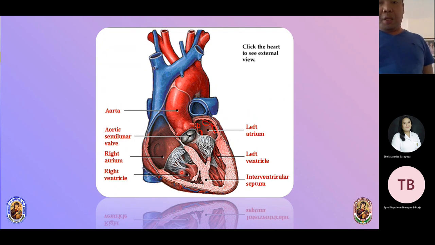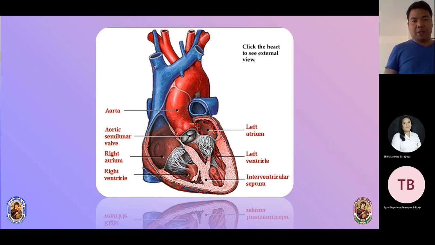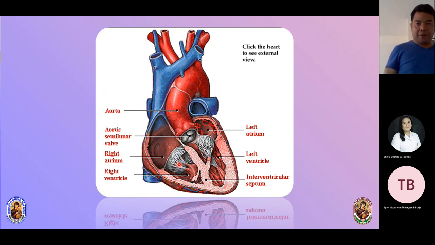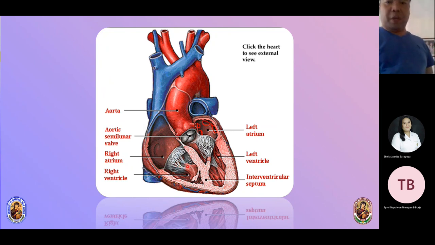Okay, left and right ventricles. So on each side, kung per side naman ang titingnan mo, on the left side you have the left atrium, then the left ventricle, while on the right side, you have the right atrium and the right ventricle. Now, the ventricles are also separated by a septum, the interventricular septum.